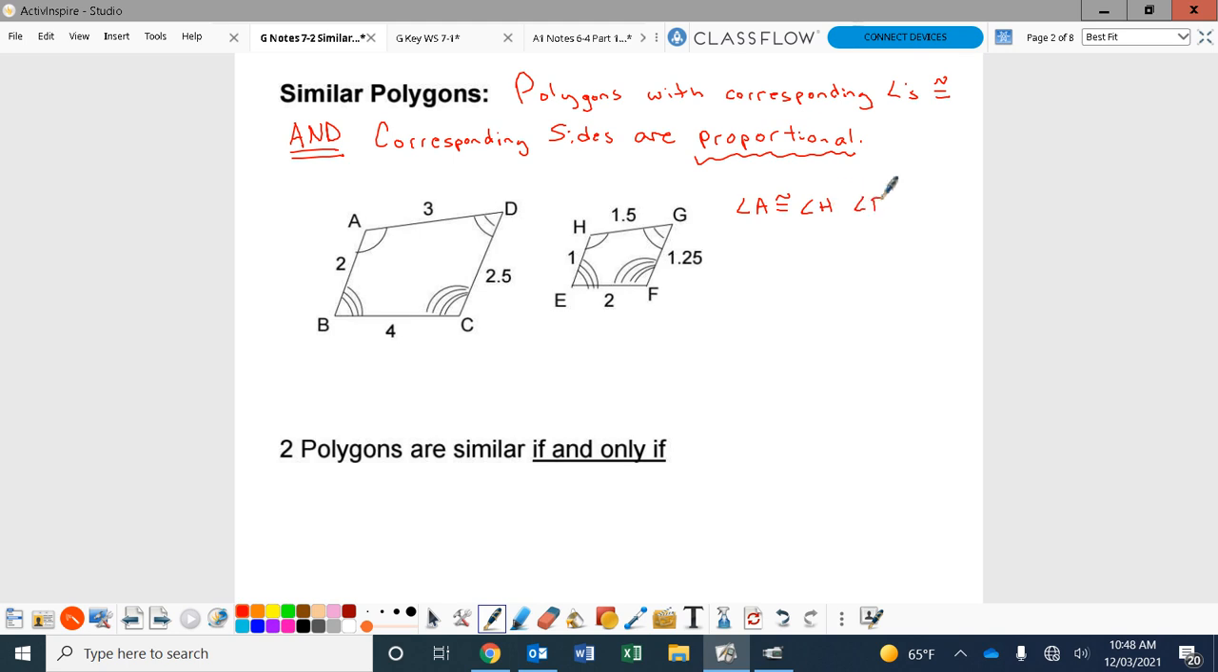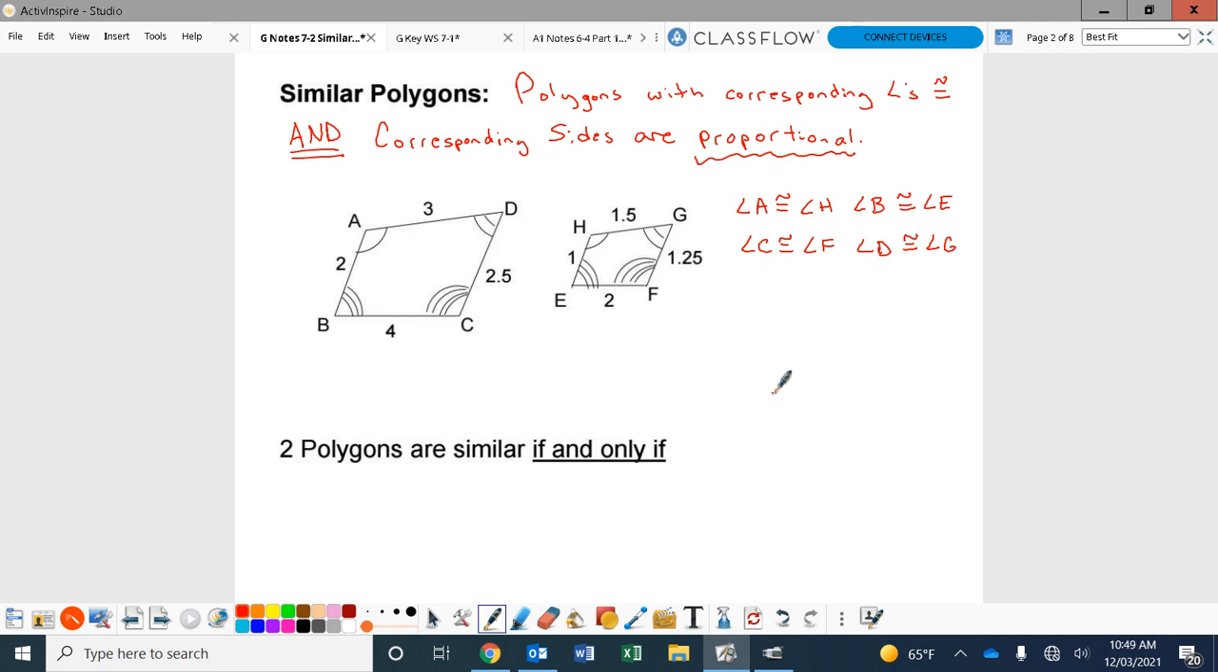Angle B would be congruent to what angle? E, good. And then C would go with what one? F. And then, which one haven't I done yet? Angle D would go with what angle? G. There you go. So you're going to have to be able to identify the congruent corresponding angles. Those angles are congruent to each other. They're in the same spot in that shape. They are corresponding congruent angles.